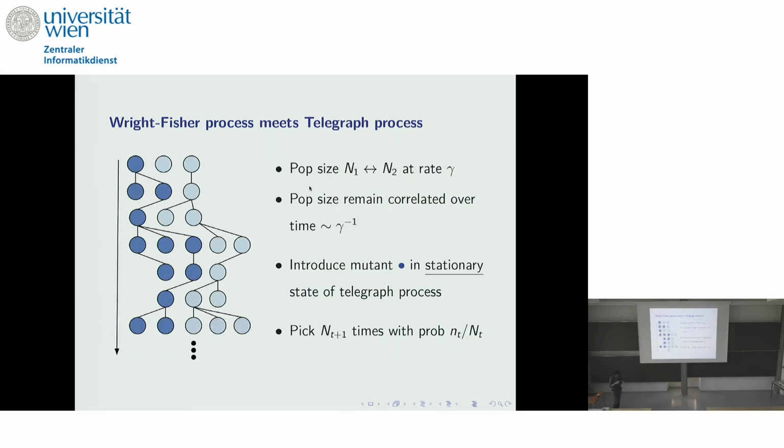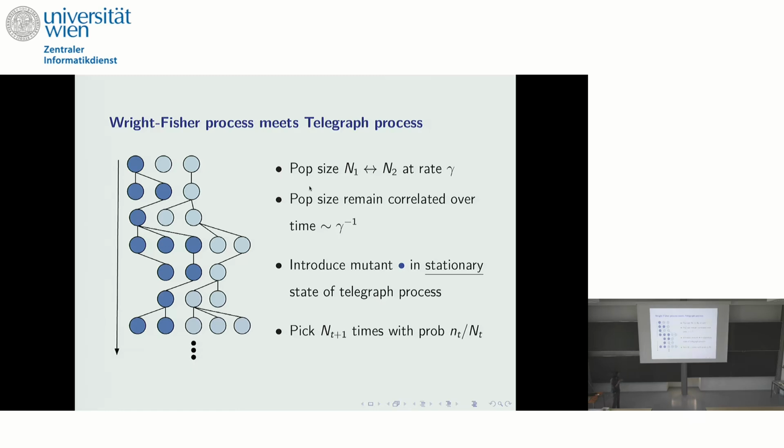So let me quickly introduce a model to you. It's a very simple model. We have the usual Wright-Fisher process, but the population size is changing between two values, N1 and N2. And N1 and N2 flip between each other at a certain rate, gamma. That is called a telegraph process. It's a switch, on and off. If you're somebody who knows Markov chains, then it's just a two-state Markov chain, but now I'm considering it in continuous space and time.